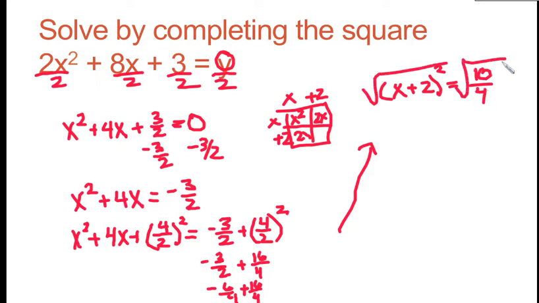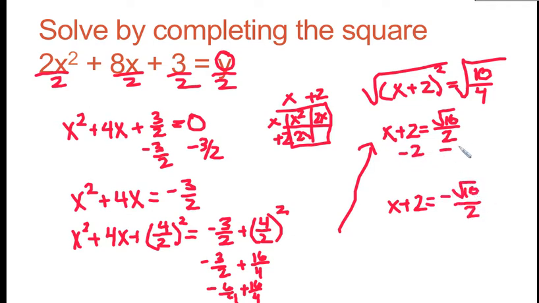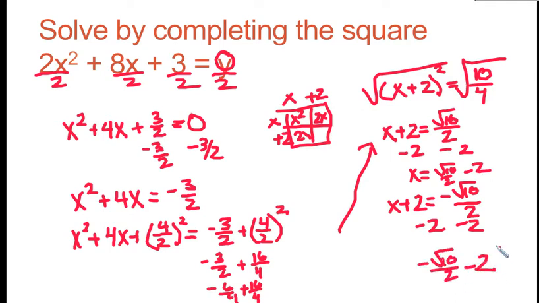Square root each side. So x plus 2 equals square root of 10, over 2 at the bottom. Our x plus 2 equals negative square root of 10 over 2. Subtract our 2. So we got x equals square root of 10 over 2 minus 2, or negative square root of 10 over 2 minus 2.